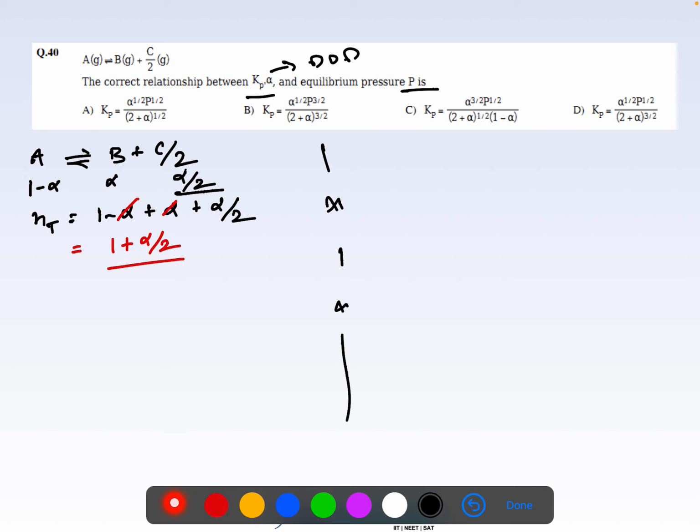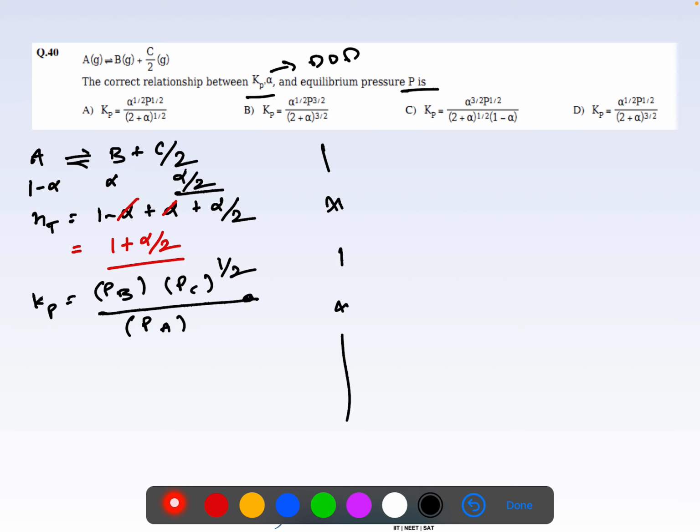So now the equilibrium constant Kp will be equal to, because it is a gaseous reaction, the partial pressure of B into the partial pressure of C to the power of half, divided by the partial pressure of A. Here partial pressures are not mentioned.